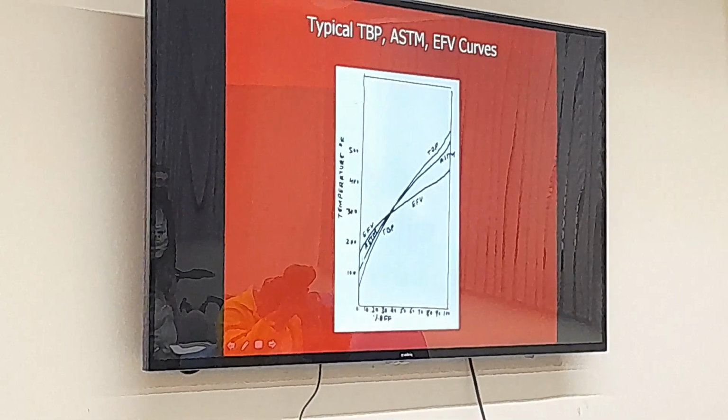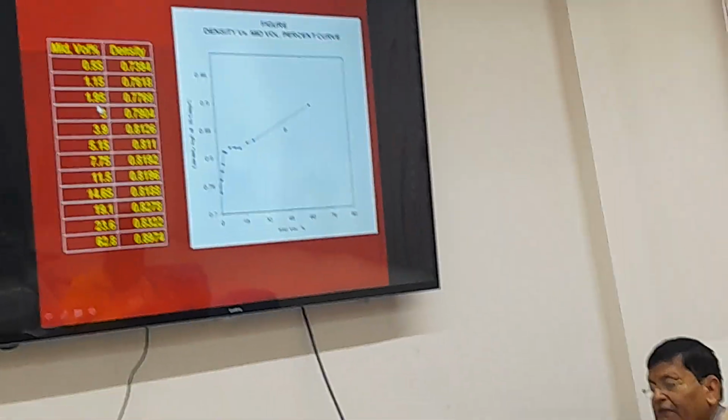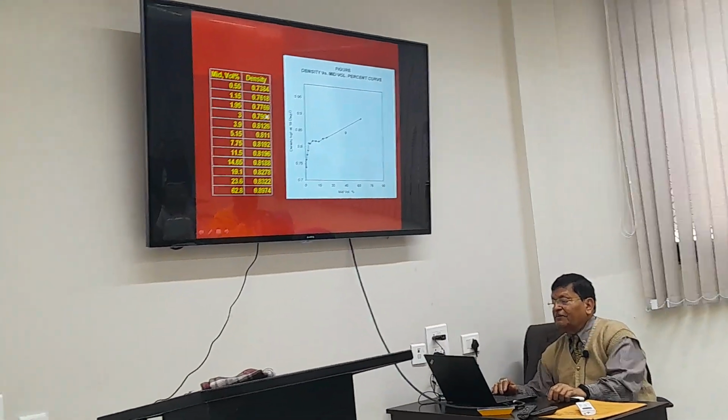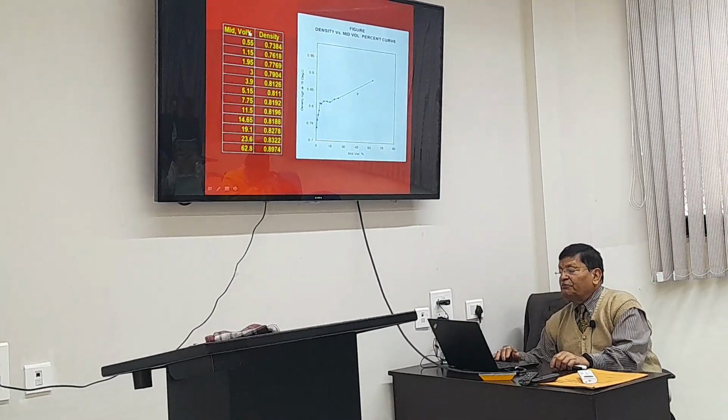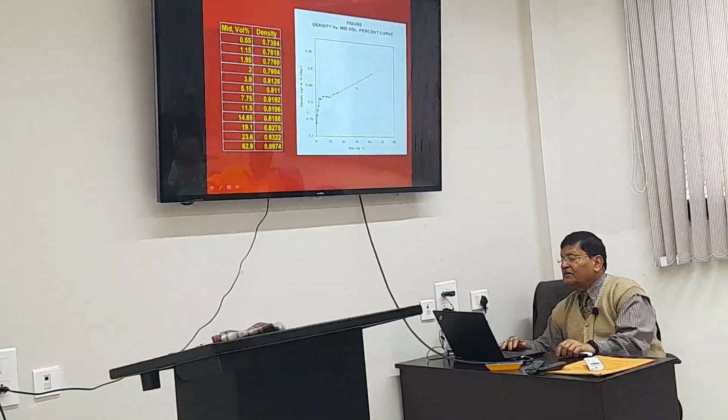ASTM is having in between IBP and TBP, and this one divided by 2. For 195, you add this one and this one divided by 2. So that will come as your mid volume percent. This is volume percent. Again, using that formula, you will convert this weight percent into volume percent. If you are having volume percent, you have to convert volume percent into the weight percent. Then find out the density, find out the API gravity, find out the pour point.